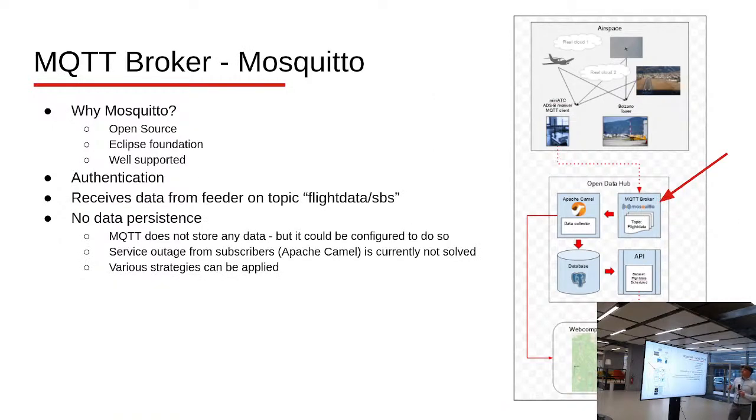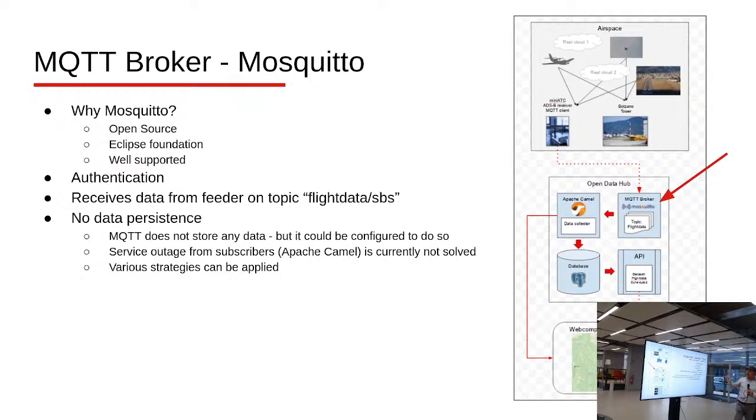So starting with the broker, we chose Mosquitto. Why Mosquitto? Because it's well known, it's open source, and it's maintained by the Eclipse Foundation. It's well supported, so we just took Mosquitto. It has authentication as well, otherwise everybody could just subscribe and write whatever they want in your topics, so authentication is always good.